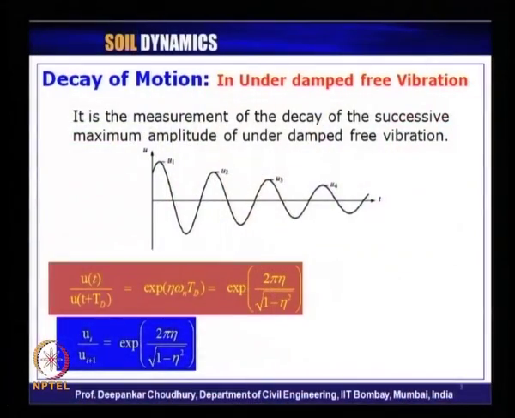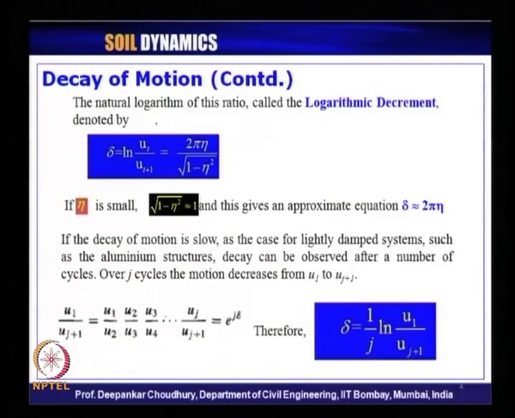Just a small recap of what we had learned. The decay of motion for the case of underdamped free vibration is also known as logarithmic decrement. The measure of the decay of successive maximum amplitude in the case of underdamped free vibration, expressed in natural log, is the measurement of the logarithmic decrement, and that logarithmic decrement is denoted by this parameter delta, which is expressed as, on simplification, 2 pi eta by root over 1 minus eta square.